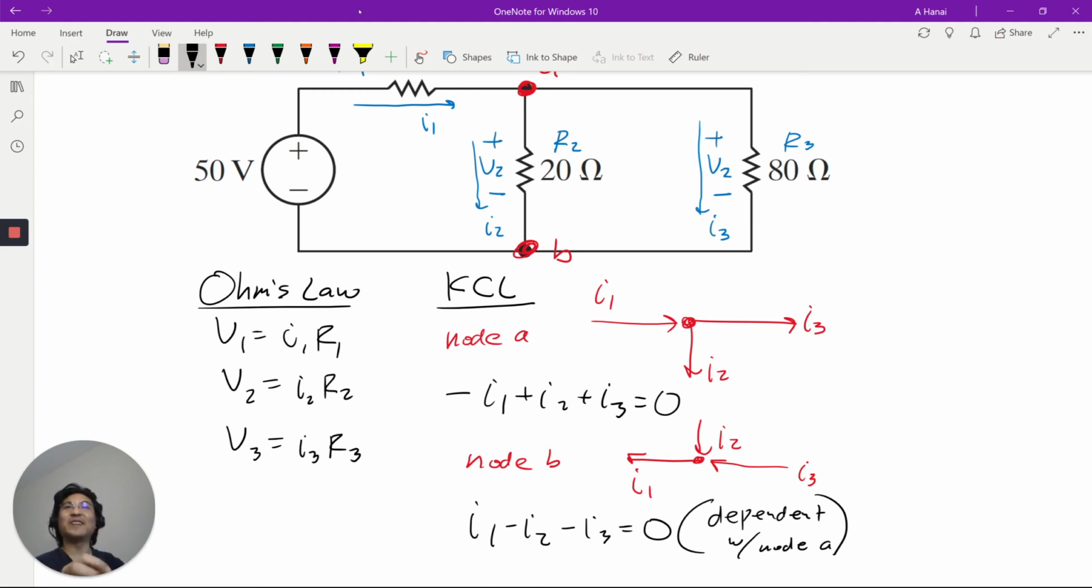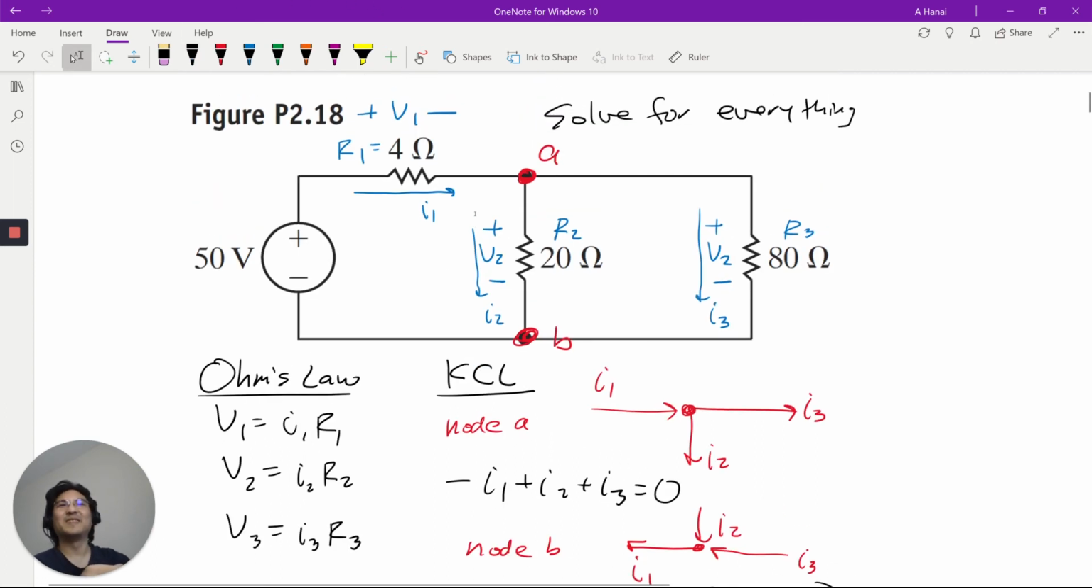Let's try KVL, Kirchhoff's voltage law now. Okay, so Kirchhoff's voltage law is you go around like this, right? So this one will not help us, right? Because if we go minus V2 plus V2 equals 0, right? We knew that already.